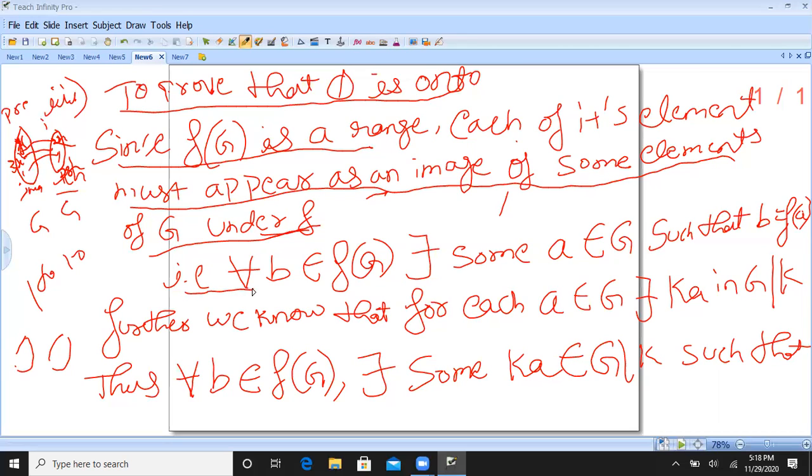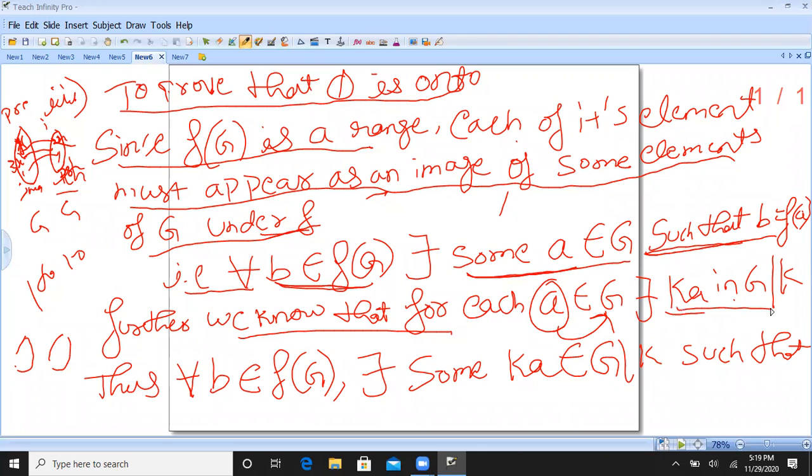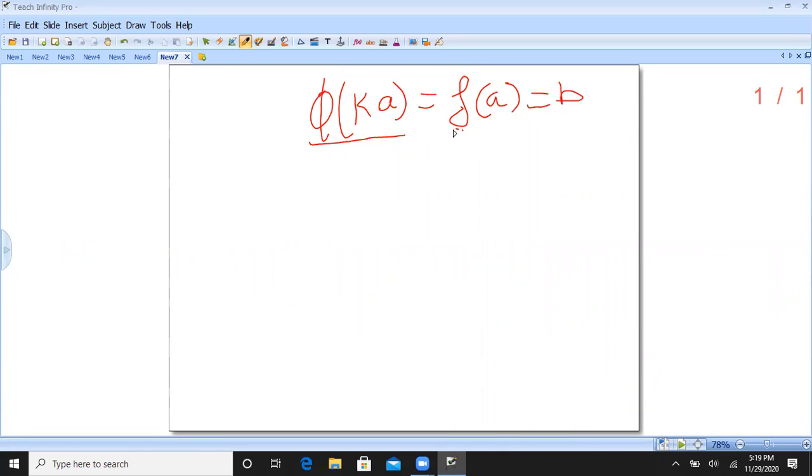Therefore, for all B belongs to f of G there exists some A belongs to G such that B is equal to f of A. So A also belongs to G. Further, we know that every A belongs to G, therefore we can also write Ka in G by K. Thus for all B belongs to f of G, we can write f of Ka belongs to G by K such that phi of Ka is equal to f of A, that is, phi of Ka is equal to B, and we can prove it.